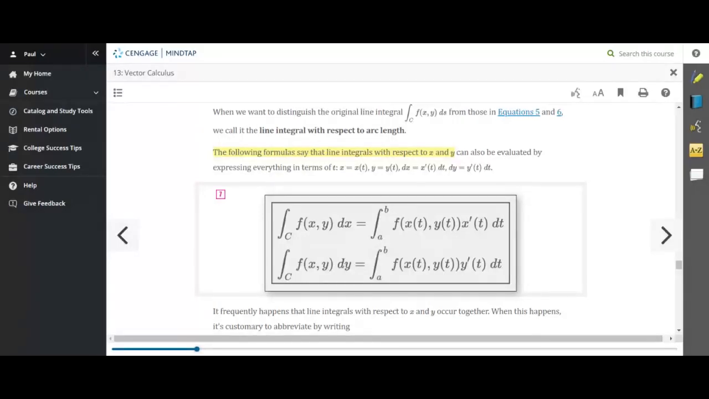Okay, so we're continuing now section 13.2, and we learned about line integrals with respect to arc length. But we can also have line integrals with respect to variable x or variable y. And those are given by the formulas on the highlighted parts below. You might be thinking, oh wow, this is more formulas. But these formulas actually come from the formula for the line integral with respect to arc length. Let me show you how.